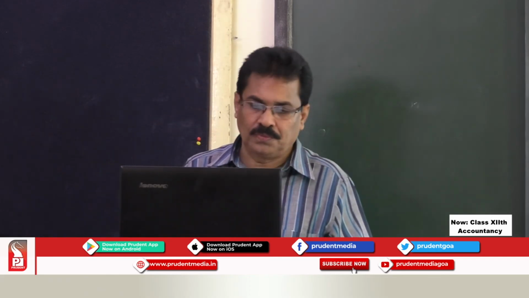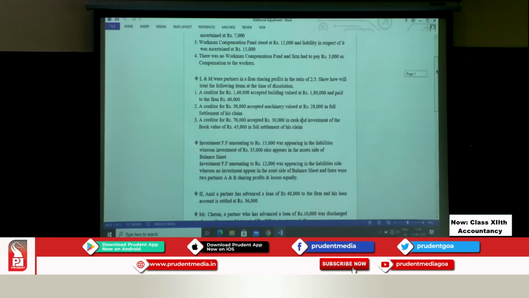Now, coming to situation 2, suppose investment fluctuation fund amounting to rupees 12,000 was appearing in the balance sheet on the liability side, whereas no investment appears in the balance sheet on the asset side, and the partners were sharing profits and losses equally. So, if this is the situation, how to adjust it? Here, since there is no investment on the asset side of the balance sheet, you are not supposed to transfer that investment fluctuation fund to realization account. It will not come under the heading of sundry liabilities. You have to transfer the investment fluctuation fund to realization account only if there is the contra entry on the asset side of the balance sheet.